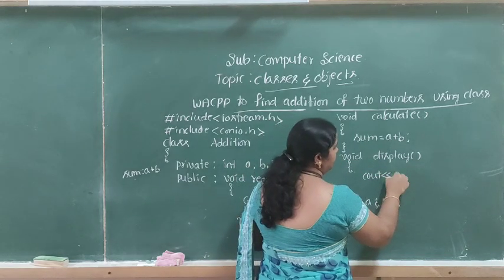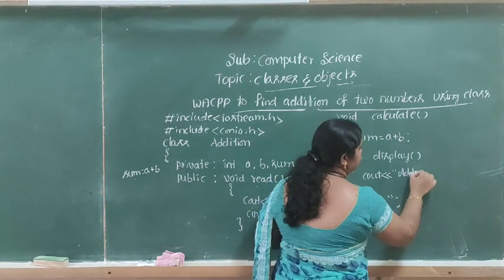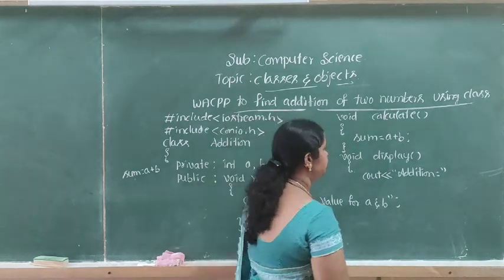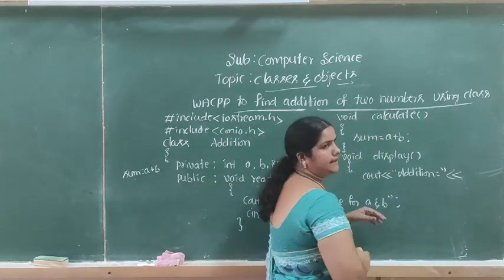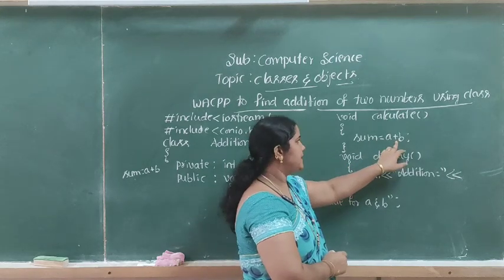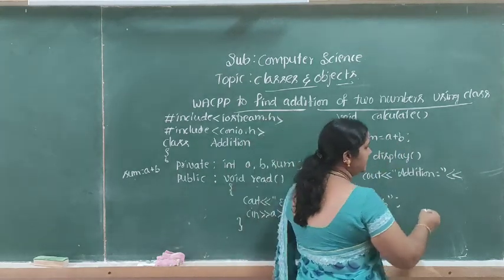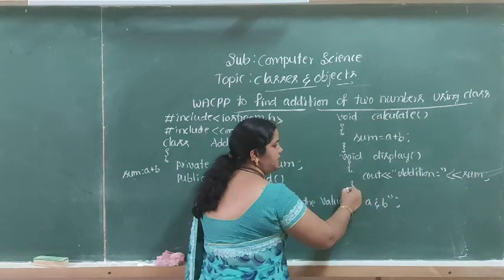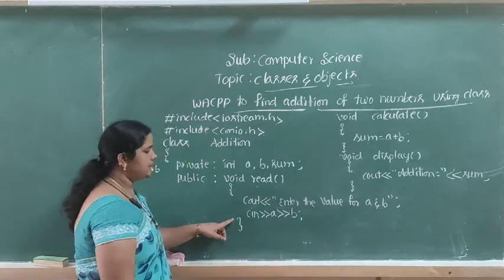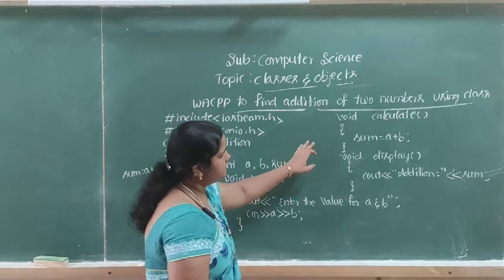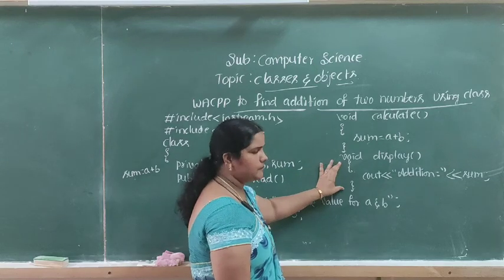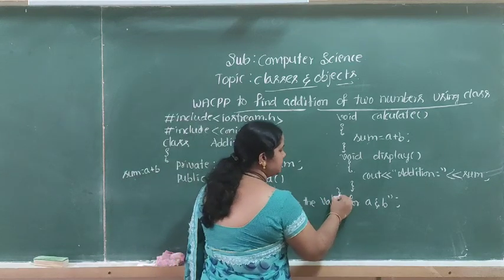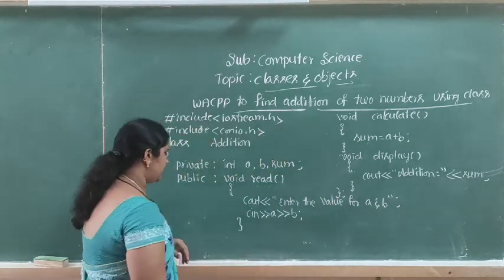Cout addition equals, it will read a plus b. The answer will be assigned to one of the variables, and it can be written as sum. This bracket is closed, and again this bracket is closed, and this brace is closed, and this brace is closed, and another brace is there, which is the class declaration, that will be closed and must be terminated with a semicolon.